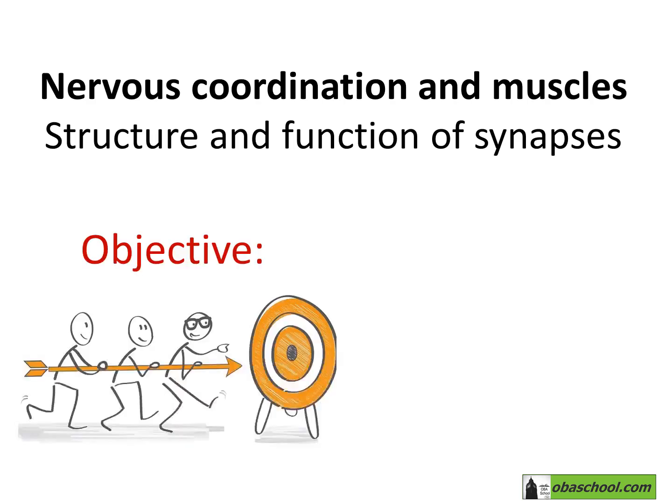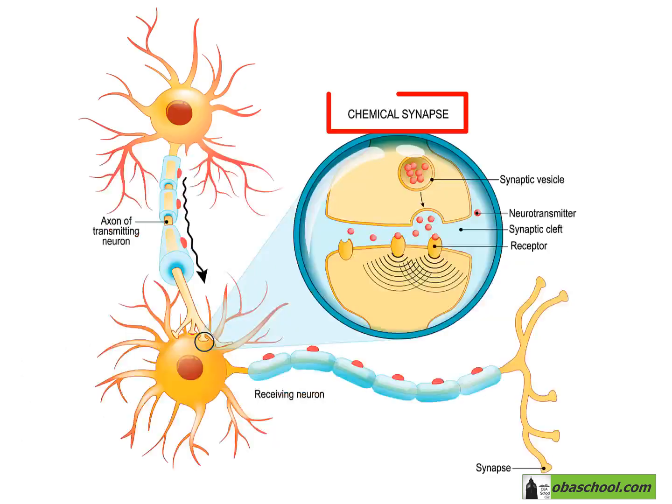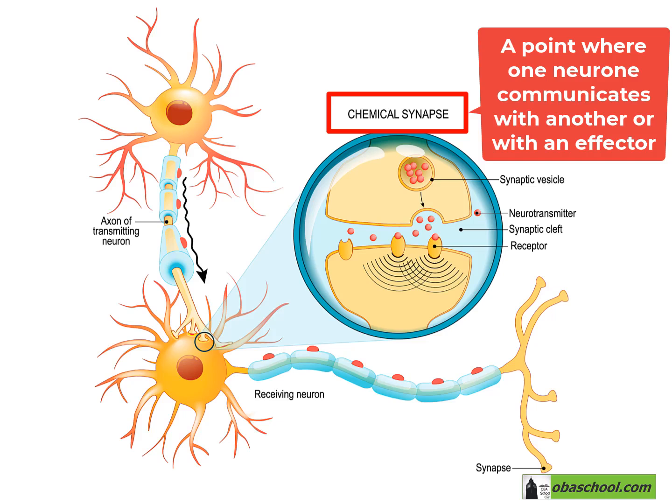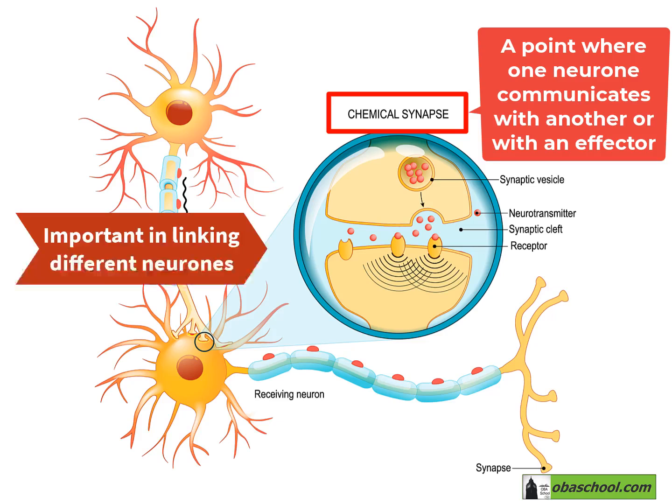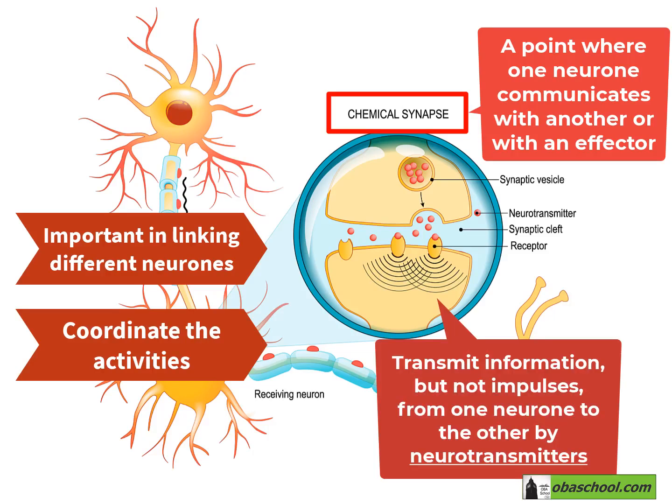Thus, the main objective of this video is to describe the structure of a synapse. A synapse is the point where one neuron communicates with another, or with any effector. They are very important in linking different neurons together, and therefore they coordinate the activities. Indeed, synapses transmit information, but not impulses, from one neuron to the other by means of chemicals known as neurotransmitters.